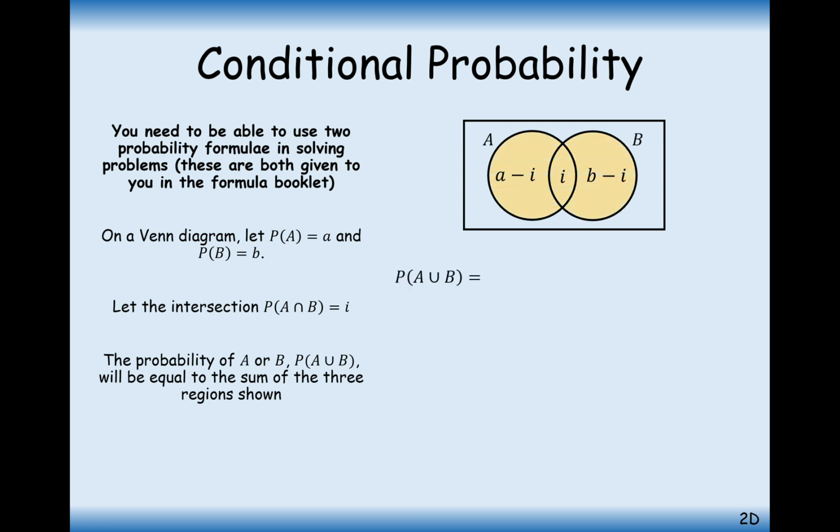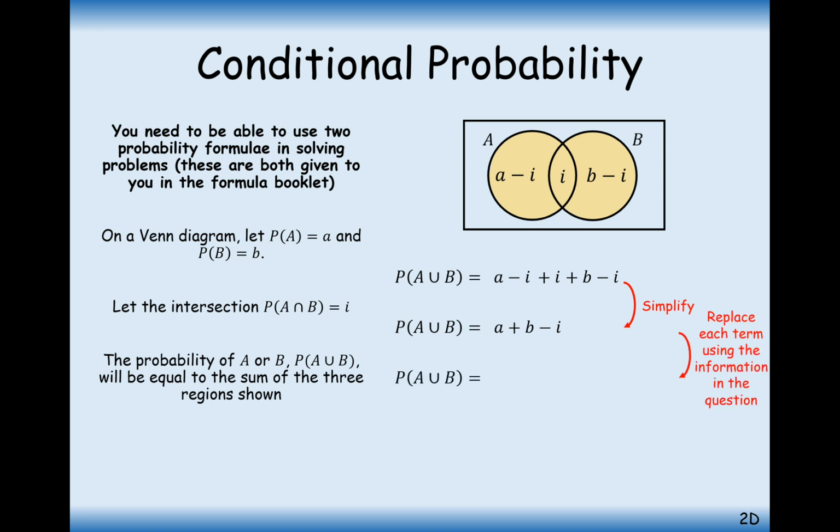So what we're now going to look at is a formula for the probability of A or B. So this is both circles added up together, or all the regions of this Venn diagram added up together apart from the outside. So it's a minus I plus b minus I. Now if we simplify this a little bit, all we're left with is a plus b minus I, and we could effectively use what we've got here to replace the right hand side. We're going to replace the right hand side with probability of A plus probability of B, take away the probability of A and B. So this is our first probability formula then.